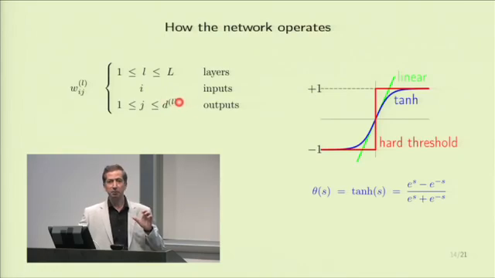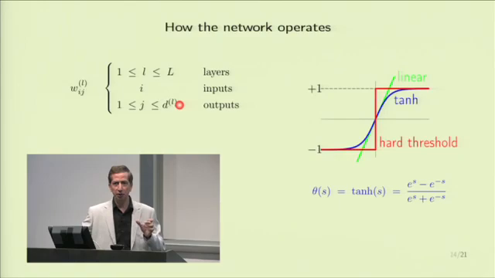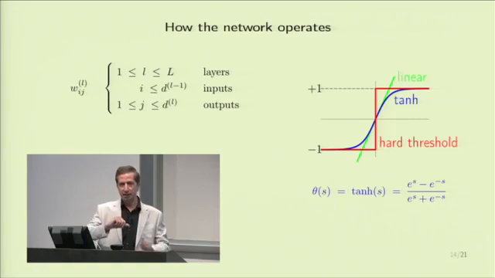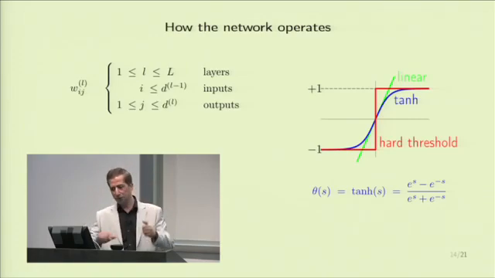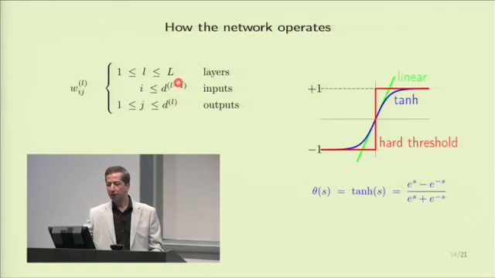So d superscript L, the number will differ from one layer to another. Depending on which layer, you will have a different number of output units, and therefore the J will depend on that. Okay. Now for the inputs, they come from the previous layer. You take the outputs of the previous layer to be the inputs in your layer. Therefore, the index I will go up to the size of the previous layer, L minus 1.